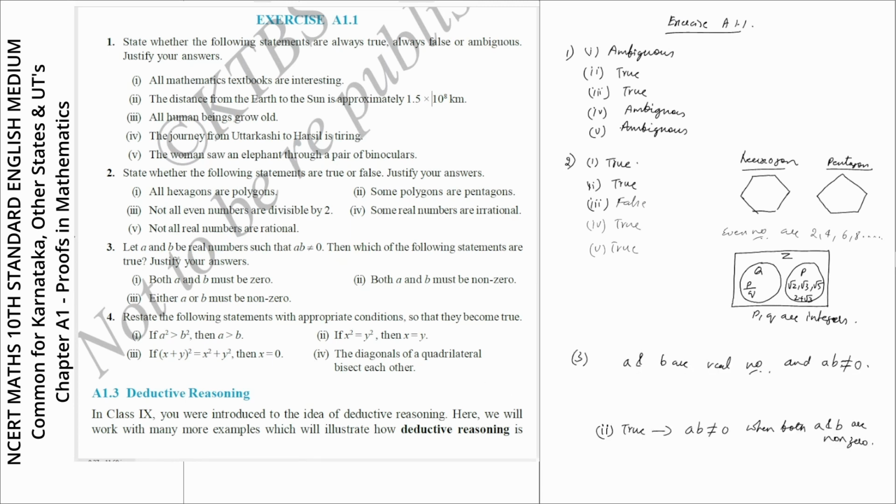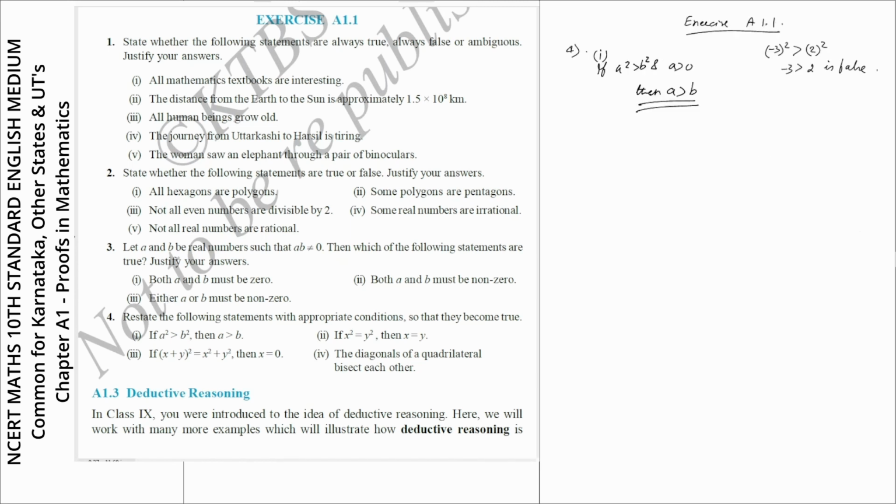Exercise A 1.1, question number 3. Let A and B be real numbers such that A into B is not equal to 0. Then which of the following statements are true? Justify your answers. Both A and B must be 0. Both A and B must be non-zero. Either A or B must be non-zero. Here in the question it is given that both A and B are real numbers and the product of those two real numbers is not equal to 0. This is possible only when both A and B are non-zero. Therefore the second option is true. In A and B, if any one is 0, then A into B becomes 0. That's why the first option and the third option become false statements.